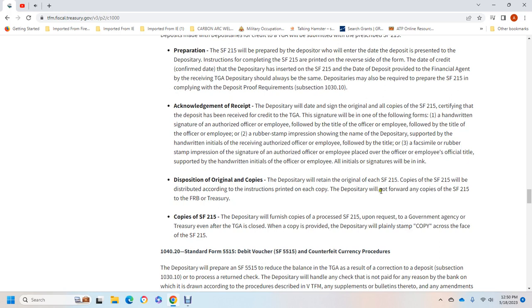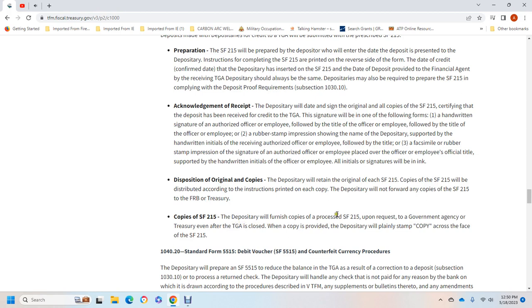Disposition of the original copy. The depositor will retain the original copy of Standard Form 215. Copies of the 215 will be distributed according to the instructions printed on each copy. The depositor will not forward any copy of the 215 to the Federal Reserve Bank or Treasury. The copy of the 215 deposit will be furnished for proceeding with the 215 upon request of a government agency or Treasury, even after the Treasury General Account is closed.